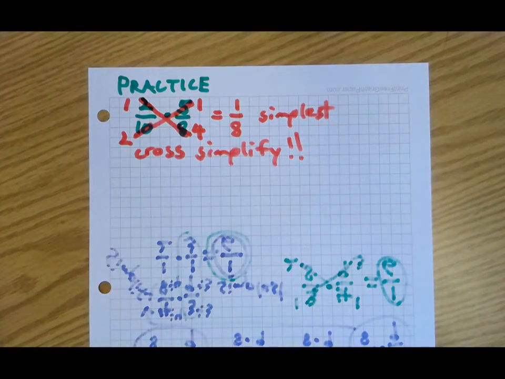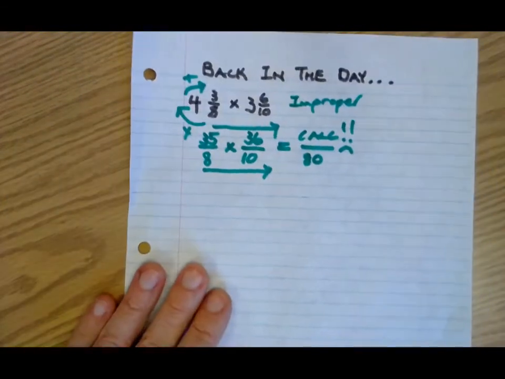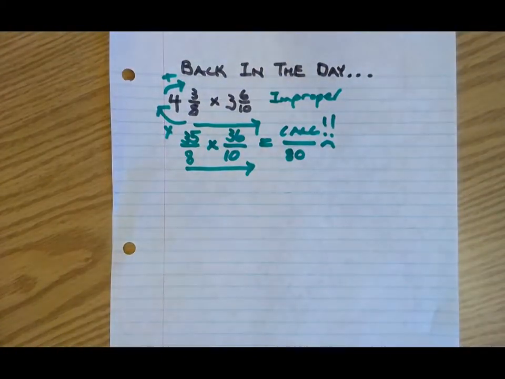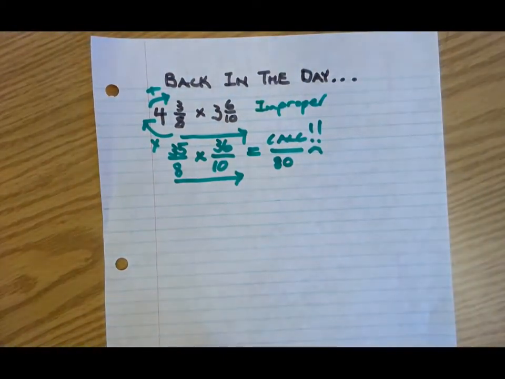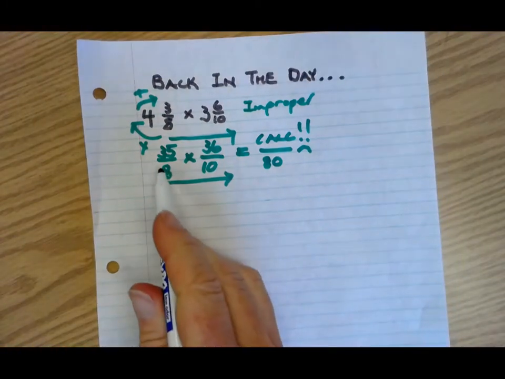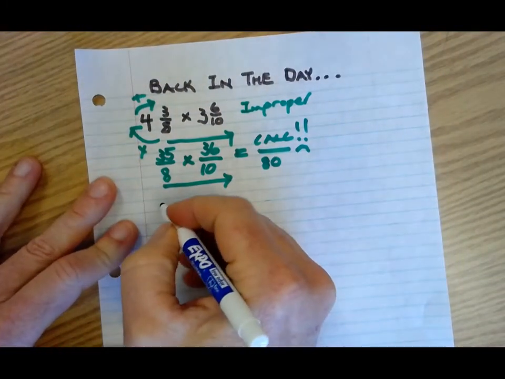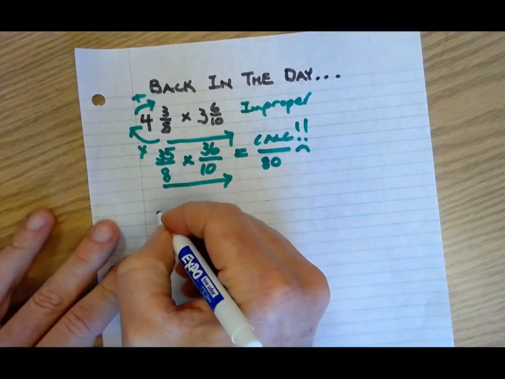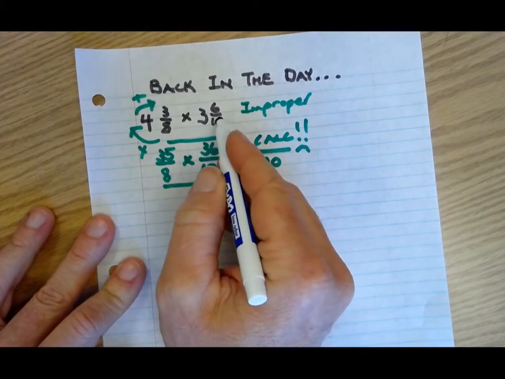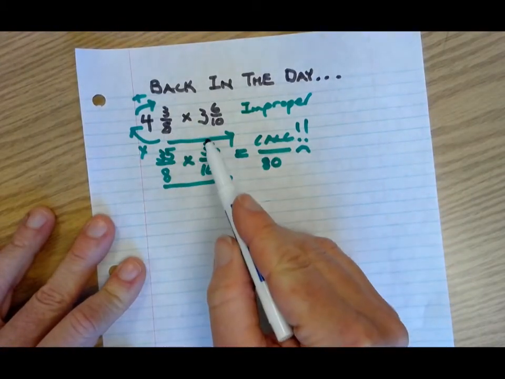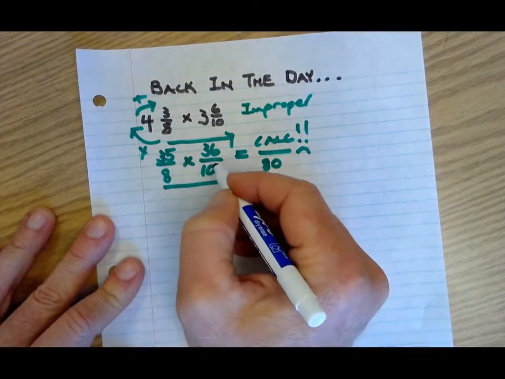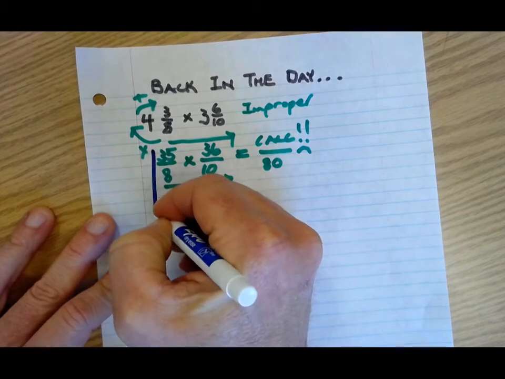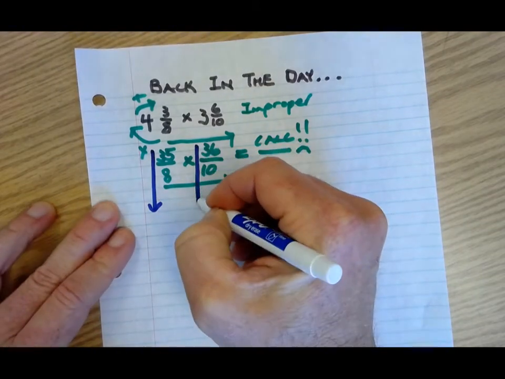Let's go back to this old thing. Go blow the dust off of that. Okay. Let's try our new strategy here. So we have 4 3/8 times 3 6/10. Just like always in the past, we're going to convert them to improper fractions like at the beginning of the video. Now I'm going to keep showing my work moving down here.